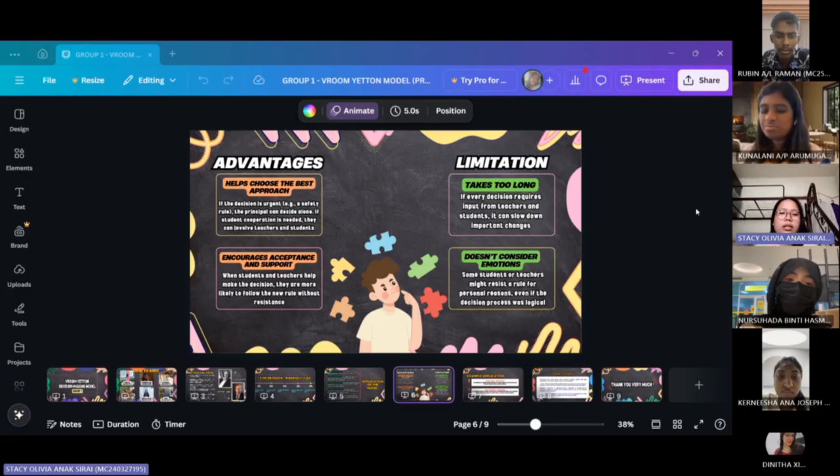In summary, decision making in school has both benefits and challenges. It helps in choosing the right approach and in gaining support from students and teachers. But it can also be time consuming and may not always consider emotion. The key is balance, knowing when to make a quick decision and when to involve others in discussion. By understanding these factors, we can create a fair and effective decision-making process in school.